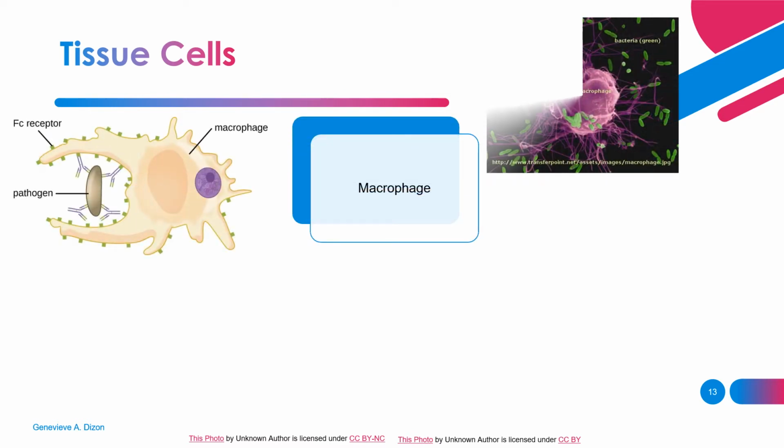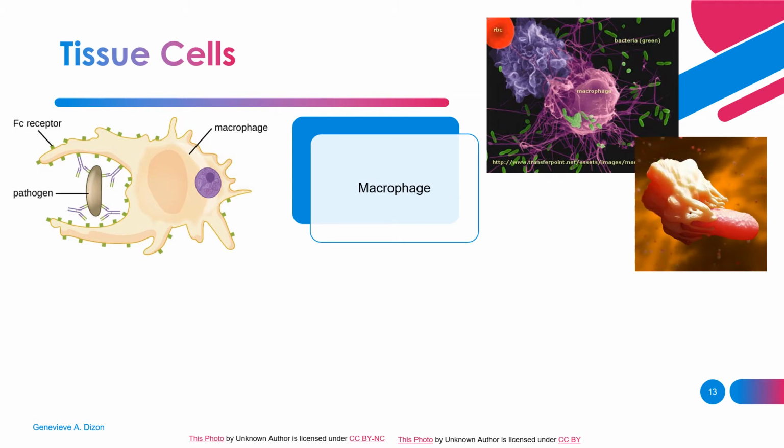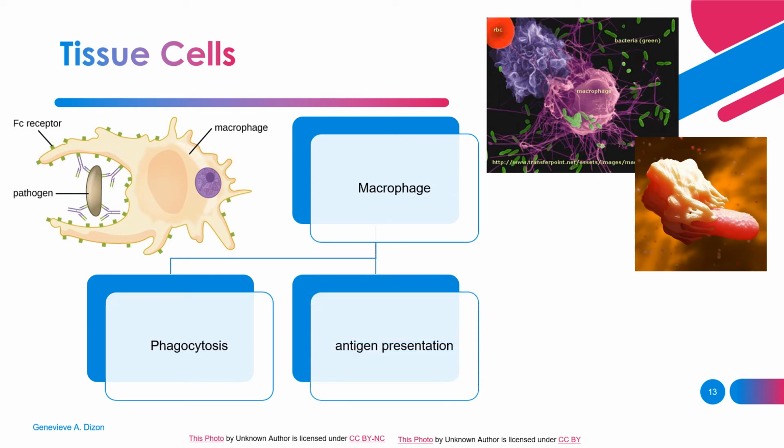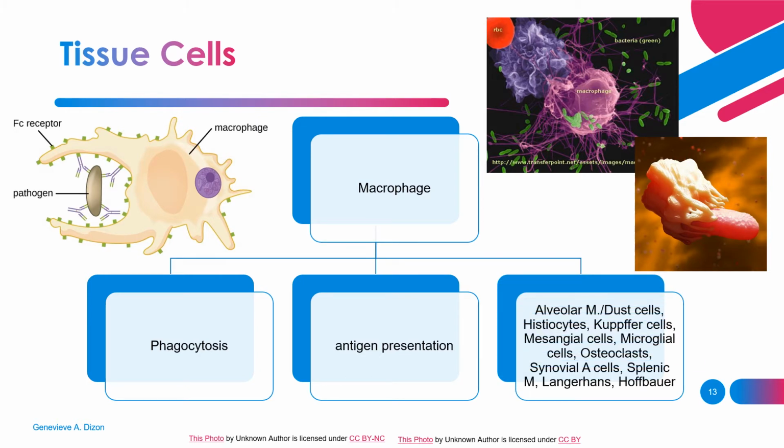The second type of tissue cells are the macrophage. These are types of cells that have differentiated from monocytes. The macrophage function in the elimination of bacteria by phagocytosis. They can also present antigens on their cell surfaces. The names of the macrophage will vary depending on where they are located. Alveolar macrophage are located in the lungs, histiocytes in the connective tissue, Kupffer cells in the liver, mesangial cells in kidneys, microglial cells in the brain, osteoclasts in the bone, synovial A cells in the joints, splenic macrophage in the spleen, Langerhans cells in the skin and mucosa, and the Hofbauer cells in the placenta.